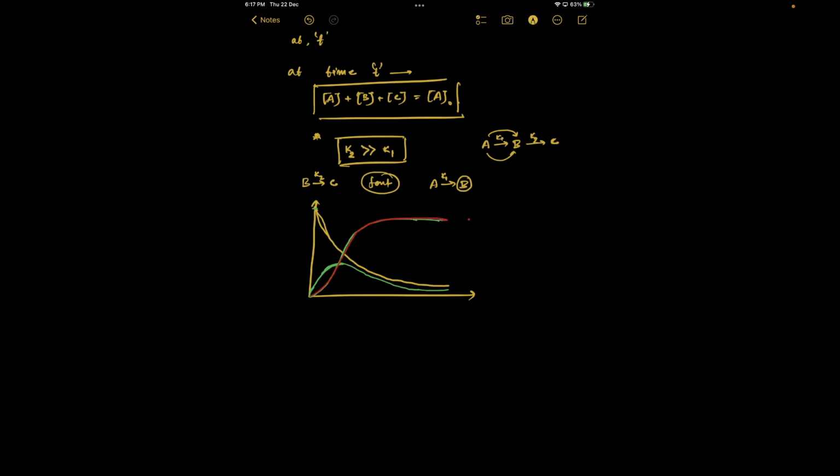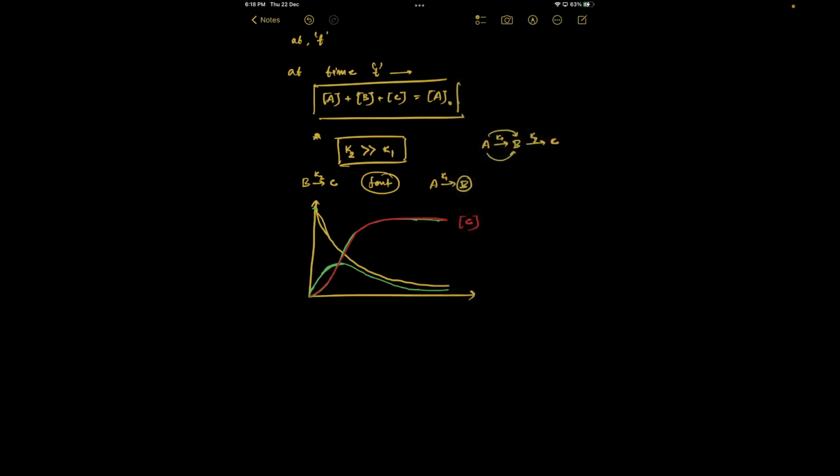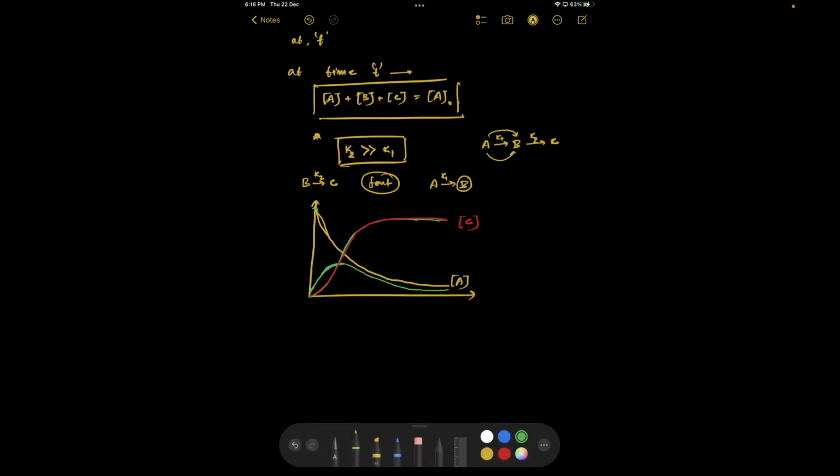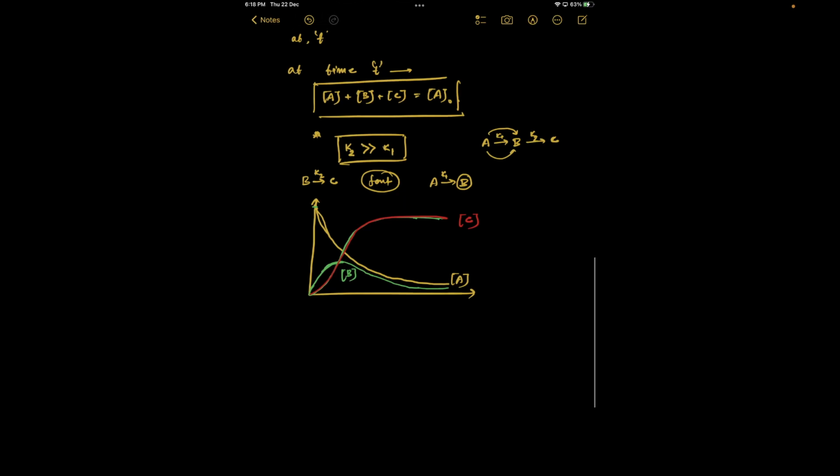Okay, so this is the concentration of C. This is the concentration of A, and the green one is the concentration of B. This is the plot for a consecutive or stepwise reaction. This is the reaction time, and this is the concentration.